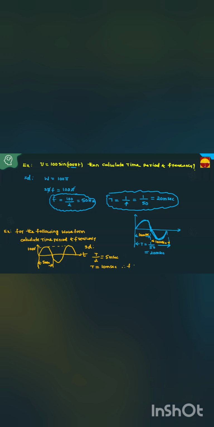Then what is the frequency? 1 by T, that is 1 by 10 milliseconds. How much can you get? 100. That is how many? 100 hertz. This is correct. So this is 100 hertz frequency.